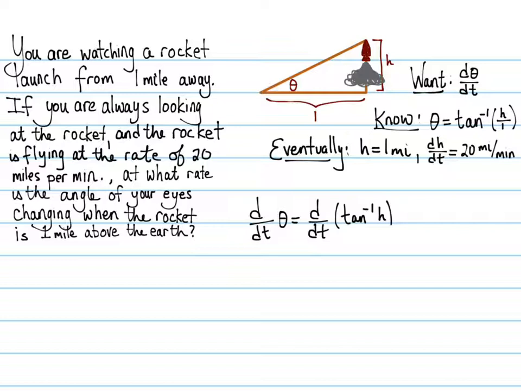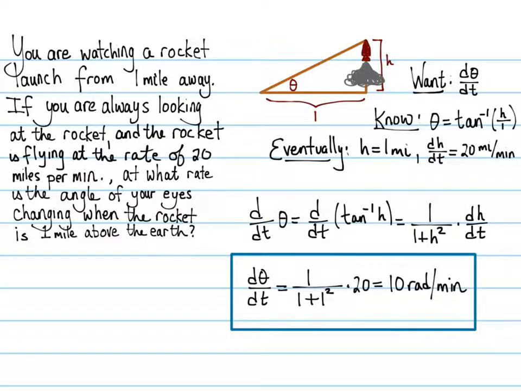So we take the derivative of both sides, and if you remember from inverse trig, the derivative of arctan of h is 1 over 1 plus h squared times dh/dt. Now we're at the point where we can plug everything in. We've taken the derivative, so d theta/dt is 1 over 1 plus 1 squared times 20. And the units that we're getting, the angle is in terms of radians, so the change in angle over time is going to be 10 radians per minute.